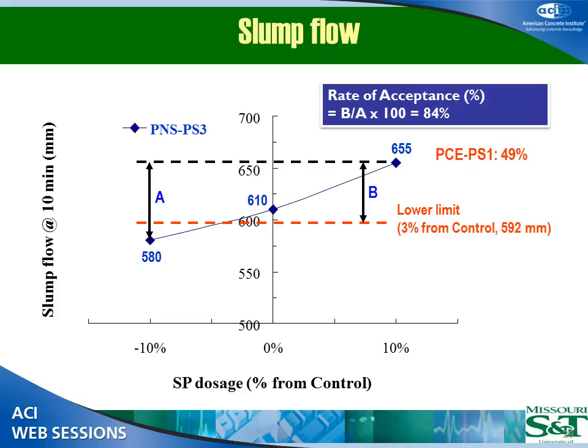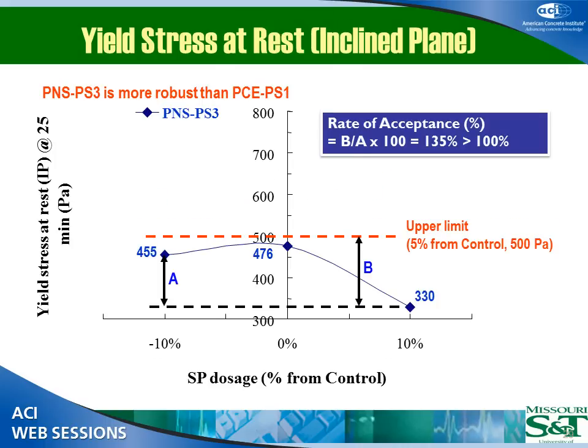And if you compare the rate of acceptance, you see that the rate of acceptance is about 50%. That means within a range of plus or minus 10%, I have only 50% of my mixes that can meet that rate of acceptance. Whereas over here in another type of mixture, PNS plus PS3, in terms of static yield stress, minus 10%, no variation, plus 10%, all of them meet the target. I'm within 100% all the time, and I can say that this concrete is very robust.